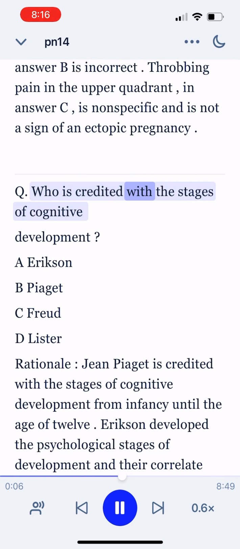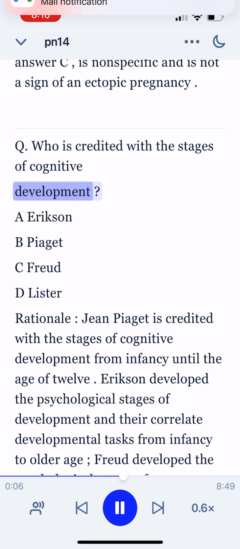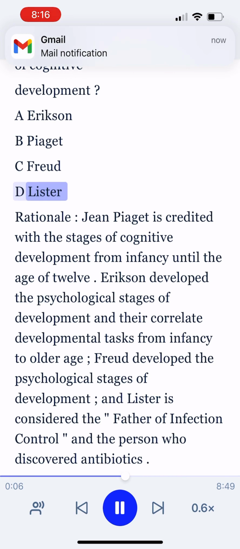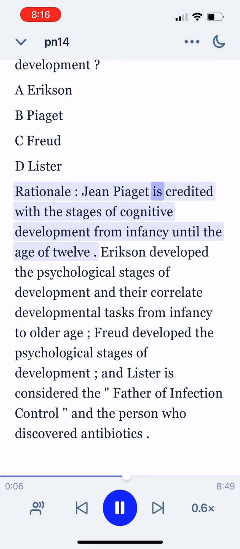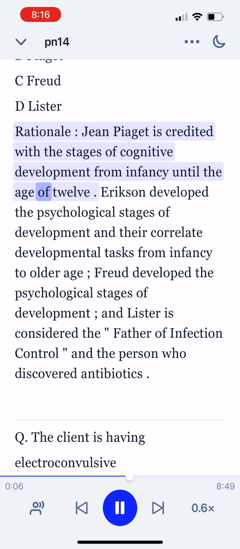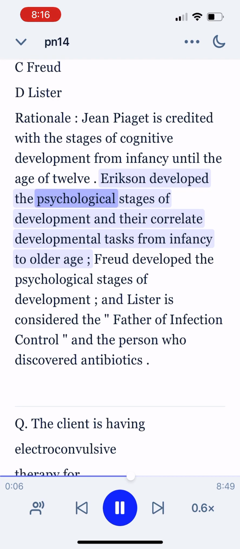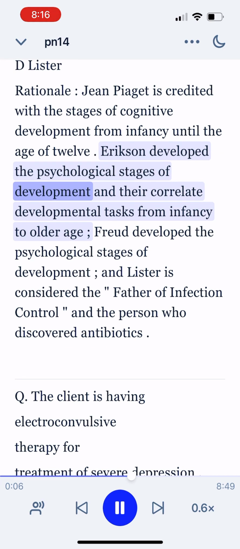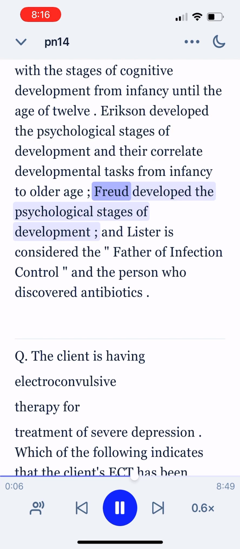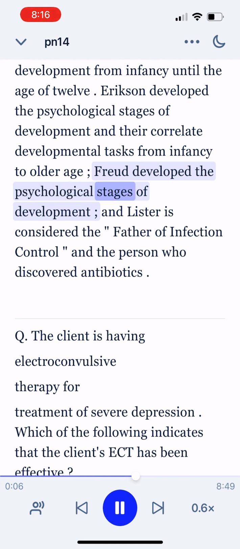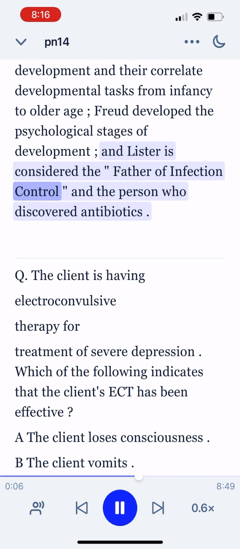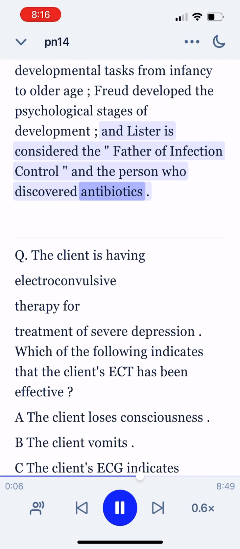Q. Who is credited with the stages of cognitive development? A. Erikson. B. Piaget. C. Freud. D. Lister. Rationale. Jean Piaget is credited with the stages of cognitive development from infancy until the age of 12. Erikson developed the psychosocial stages of development and their correlated developmental tasks from infancy to older age. Freud developed the psychosexual stages of development. And Lister is considered the father of infection control and the person who discovered antibiotics.